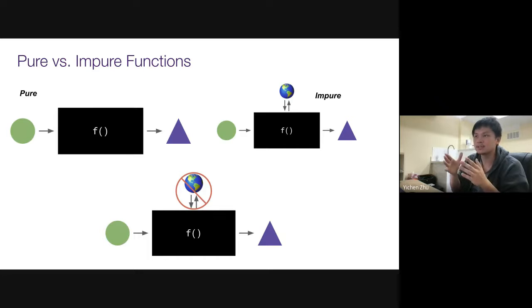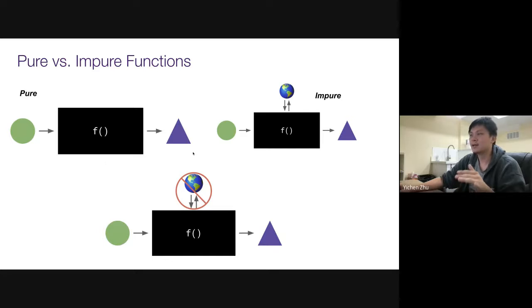So in this case, the black box is a function, and just like in math, I'm pretty sure most of you have taken a math course, the function is the black box, you have some sort of input, you put that input in, and you get that output out. In this case, there's a green circle, and the output is a purple triangle. So a pure function is ideally something that looks like this.